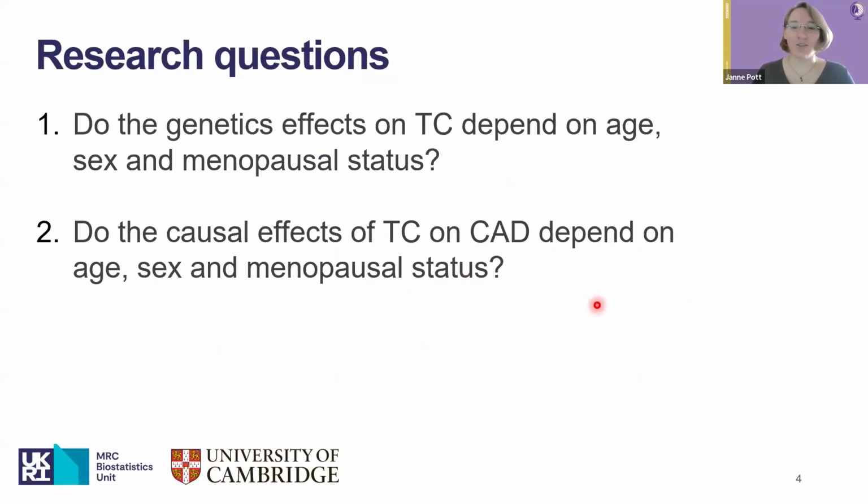This leads to my two questions that I wanted to talk about here. The first is simply, can we find genetic effects that affect the cholesterol levels and probably have an interaction with age, sex, and/or the menopausal status? And if we find those different genetic effects, can we then use them in a causal framework of Mendelian randomization and test for sex, age, or menopausal specific causal effects?